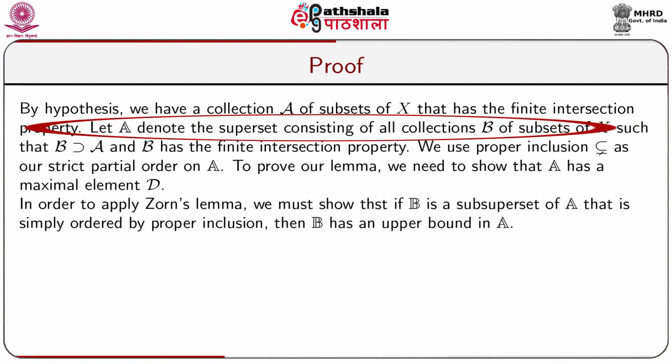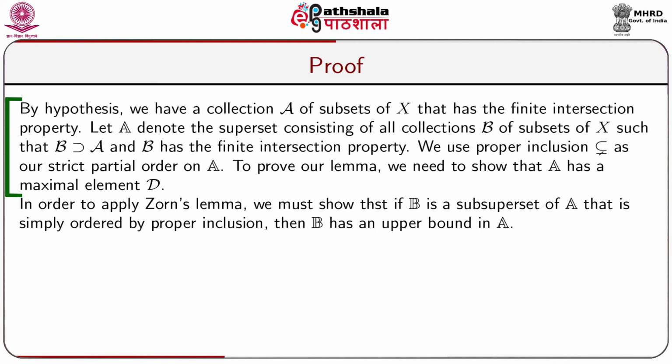Let blackboard bold A denote the superset consisting of all collections script B of subsets of X such that script B contains script A and script B has the finite intersection property. We use proper inclusion as our strict partial order on blackboard bold A. Under this inclusion relation, blackboard bold A is a partially ordered set. To prove our lemma, we need to show that blackboard bold A has a maximal element script D.